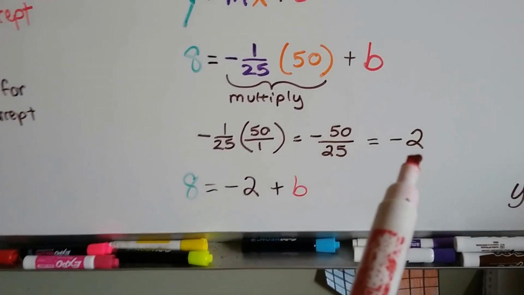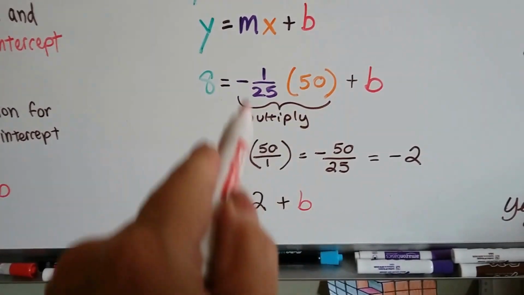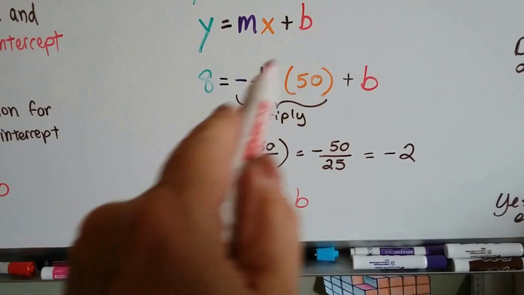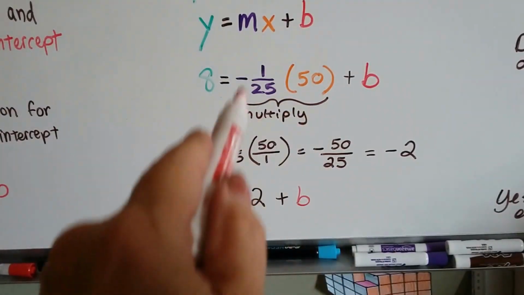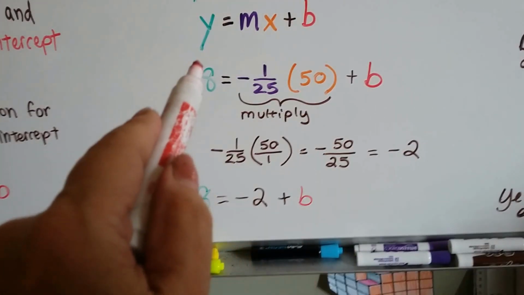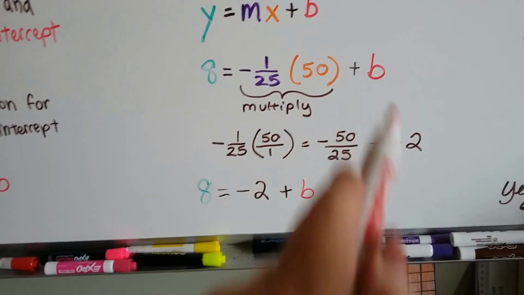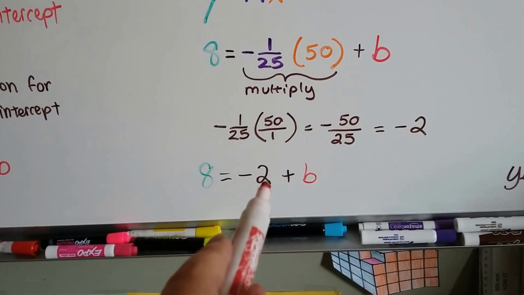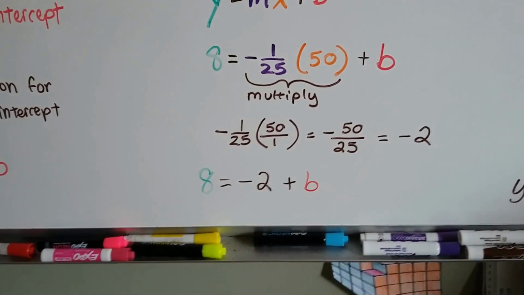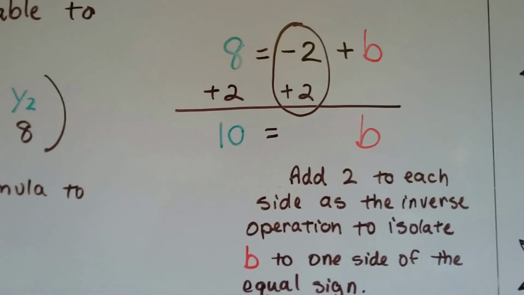So now I can put that negative 2 that represented this part of the equation into the equation right here. So now I'll have 8 equals negative 2 plus b. See? 8 equals negative 2 plus b. We're going to be able to find b now. So here's our 8 equals negative 2 plus b.